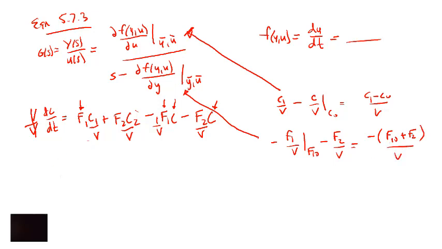Now when I get the transfer function for this process, it's going to be C1 minus C0 over V, all over s minus. Since this is minus, it's going to become a plus, F10 plus F2 all over V. Then again we can simplify this a little bit, but this shows how we can apply this equation and make deriving the transfer function pretty straightforward for this process.